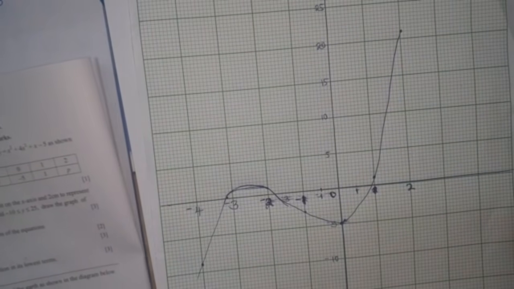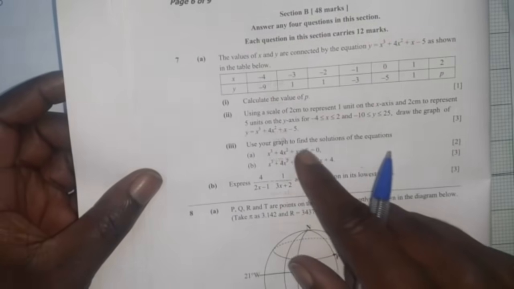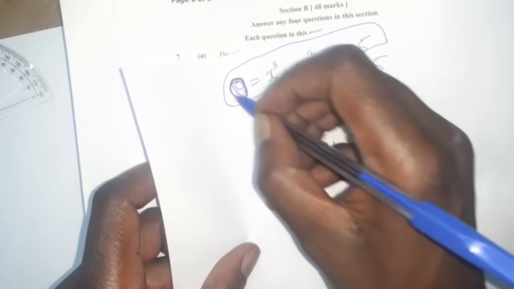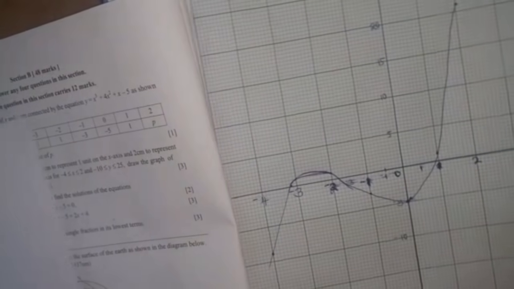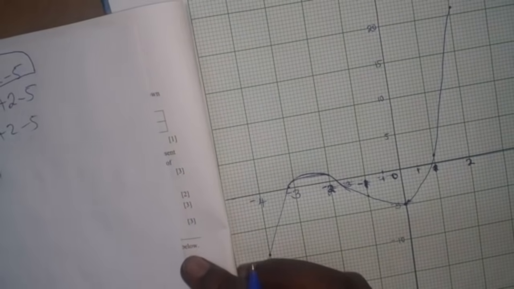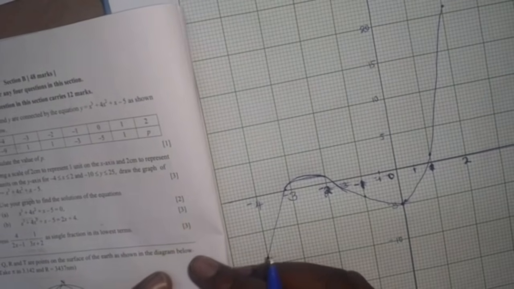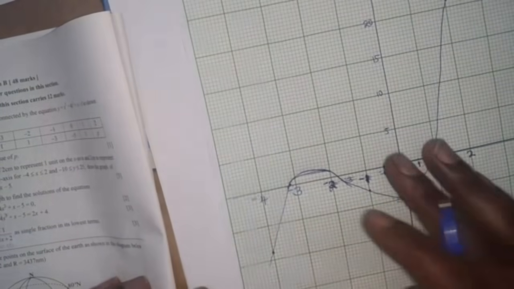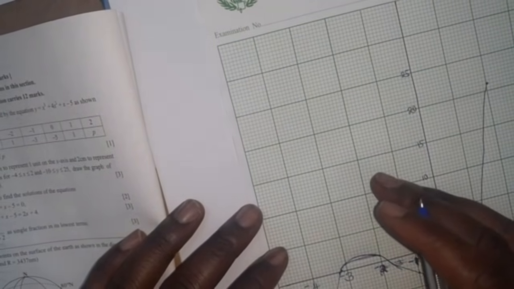All right. Then from there, we are told to use the graph to find the solutions of the equation. To find where this is equal to 0, meaning y is equal to 0. So what are we going to get here? Where y is equal to 0, what values are we getting? So the first one is going to be, so we can say, this is what?